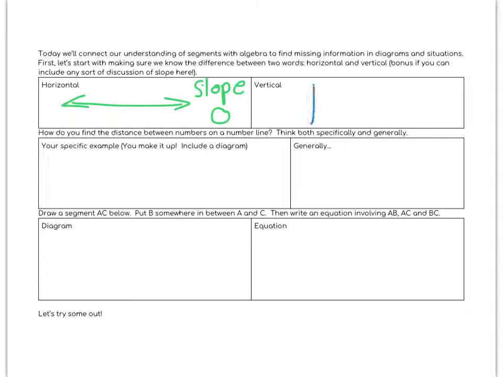Something that's vertical, that's what we call up and down, or anything that's like the y-axis, you might recall from Algebra 1, has something we call an undefined slope. The reason for that is that when we talk about the change in y over the change in x, this doesn't have a change in x. So if we're doing some number divided by 0, that's undefined. We cannot divide by 0.